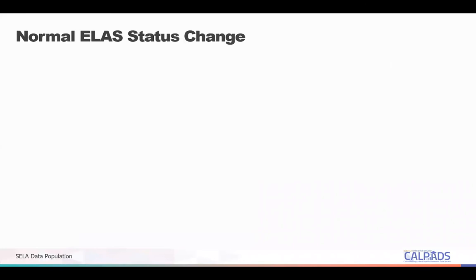Here's a diagram of a normal ELAS status progression of a student. Knowing the acceptable status change will help you understand all the nuances of ELAS reporting, as well as be able to troubleshoot any validation errors related to this progression. ELAS correction codes will not be required as long as the student's ELAS progression follows the indicated path.